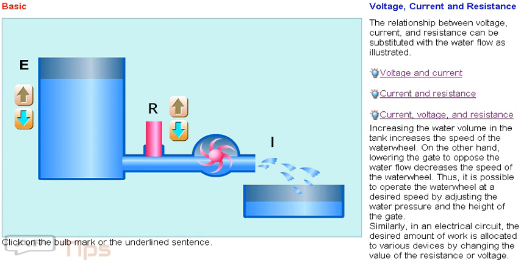Thus, it is possible to operate the water wheel at a desired speed by adjusting the water pressure and the height of the gate. Similarly, in an electrical circuit, the desired amount of work is allocated to various devices by changing the value of the resistance or voltage.